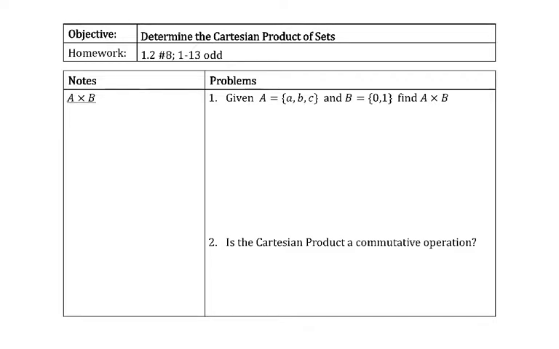What this means is it's going to look like ordered pairs. So it's going to be a bunch of ordered pairs where the first term is an element of A and the second is an element of B. So what does that mean? It means that we're just going to create a bunch of ordered pairs when we multiply the product together.